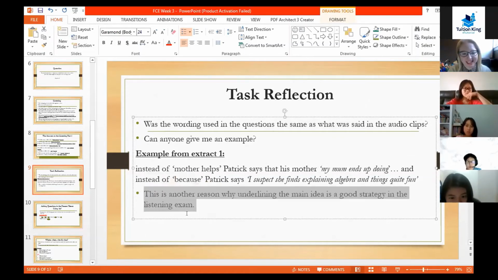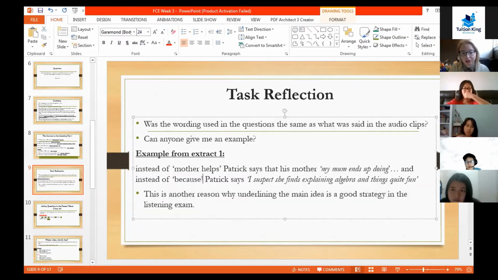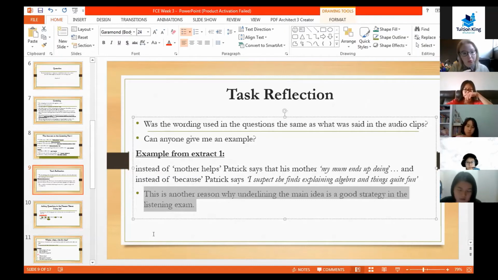This is another reason why it's important to do that: it reminds you of what kind of information you expect to hear, not specifically what words you might hear. Because was in the question, so you're listening for a reason, not specifically for the word because. But underlining these main ideas really helps you. And that's one of the reasons why I was saying that we should underline these answers.